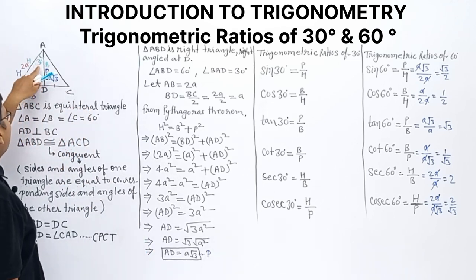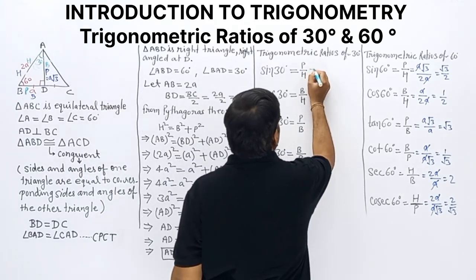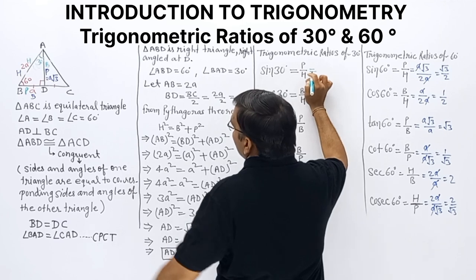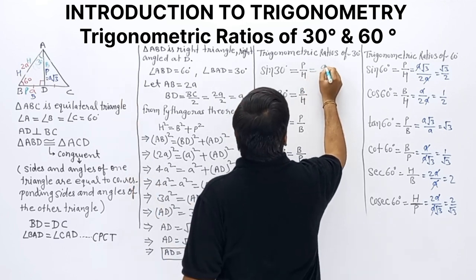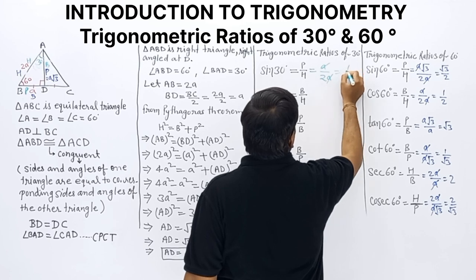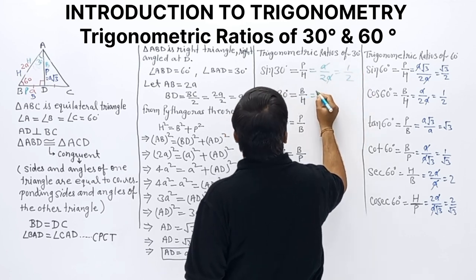So for 30 degree, its opposite will be perpendicular, this will be base. So sin 30 will be perpendicular upon hypotenuse. Perpendicular for the 30 degree is A, and hypotenuse is 2A. When A and A cancel, what we are getting? 1 by 2.